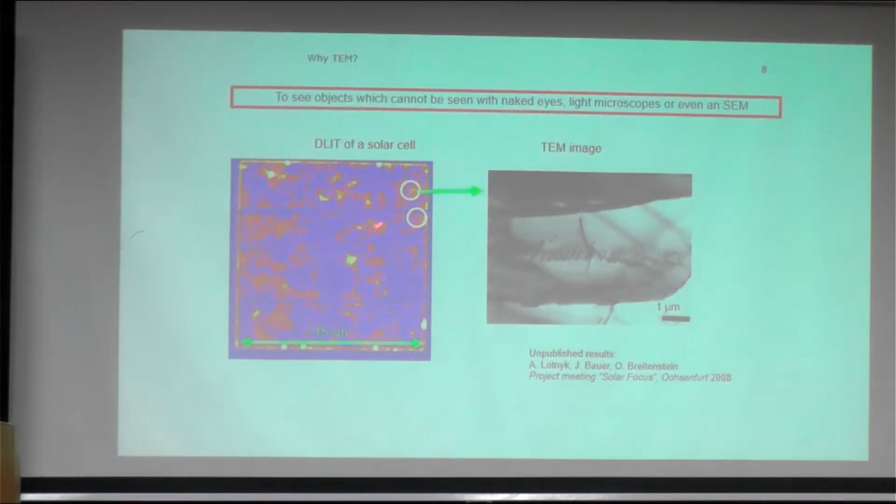So we did it, and we found a high number of different dislocations forming at the grain boundaries of silicon, or directly in the silicon. So we can see defects in our materials, like dislocations, which cannot be seen by other methods.